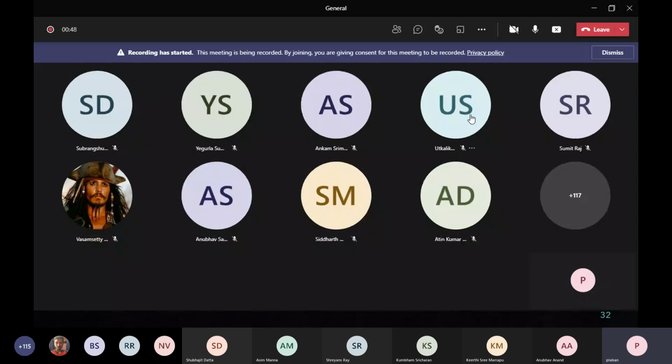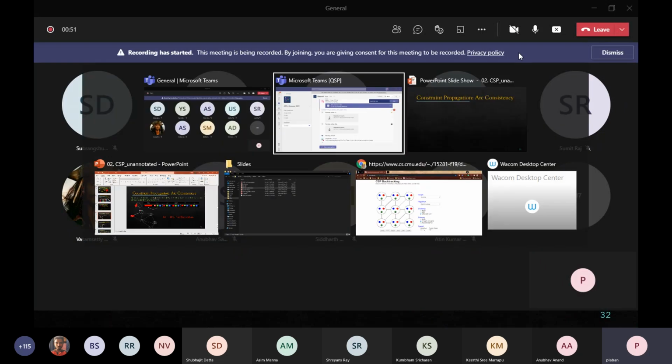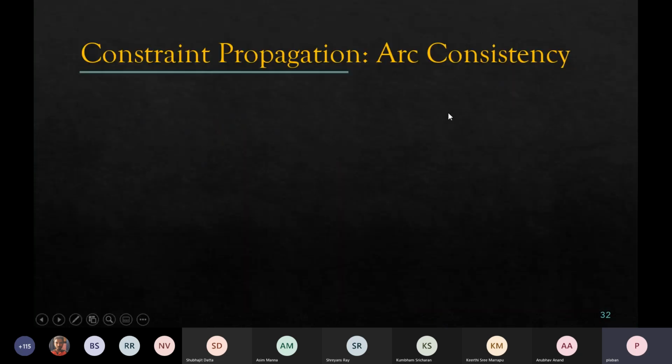Shodashish, can you please turn on the recording? Okay, it's already there, right? So is my screen visible, the slide visible?